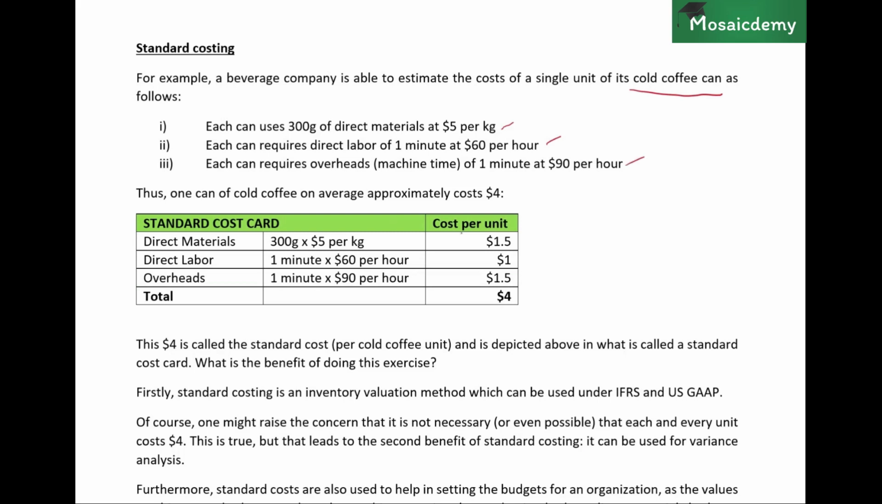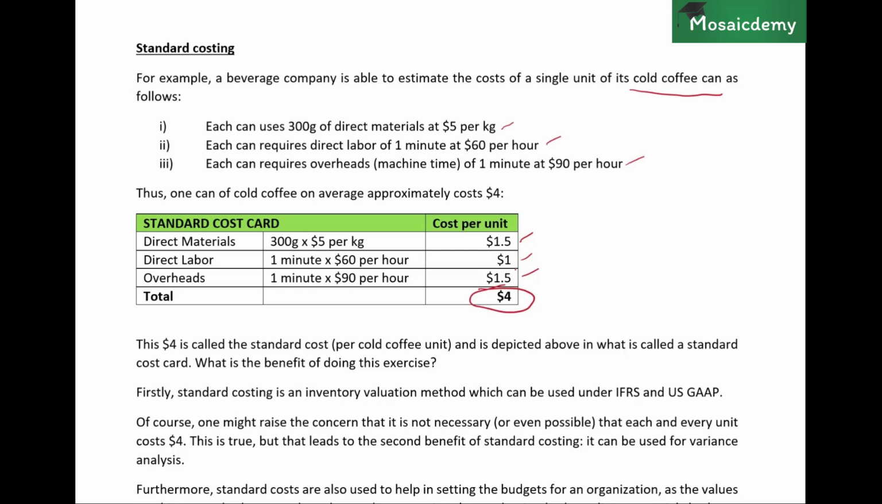Based on that, it can come up with an estimate. So 300 grams into $5 per kg, a total cost of $1.5. 1 minute into $60 per hour, a total cost of $1, right? 1 minute into $90 per hour, a total cost of $1.5. Added up, we expect an average can of cold coffee to cost $4 to make.